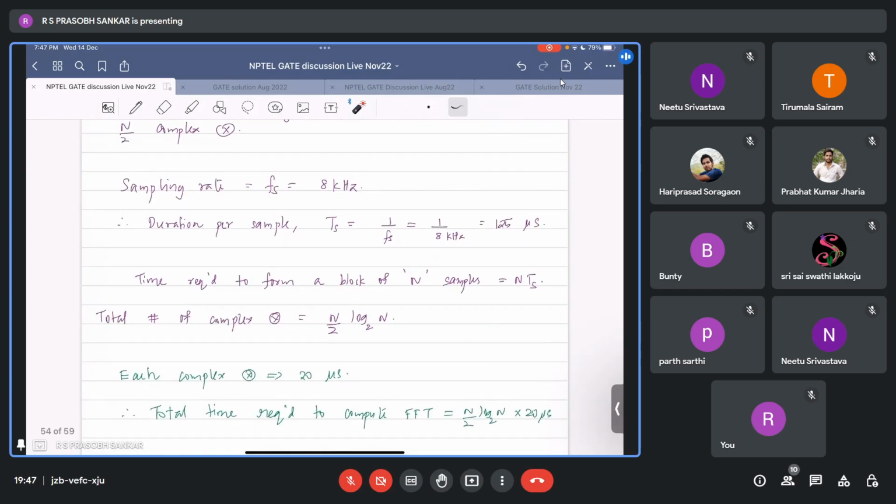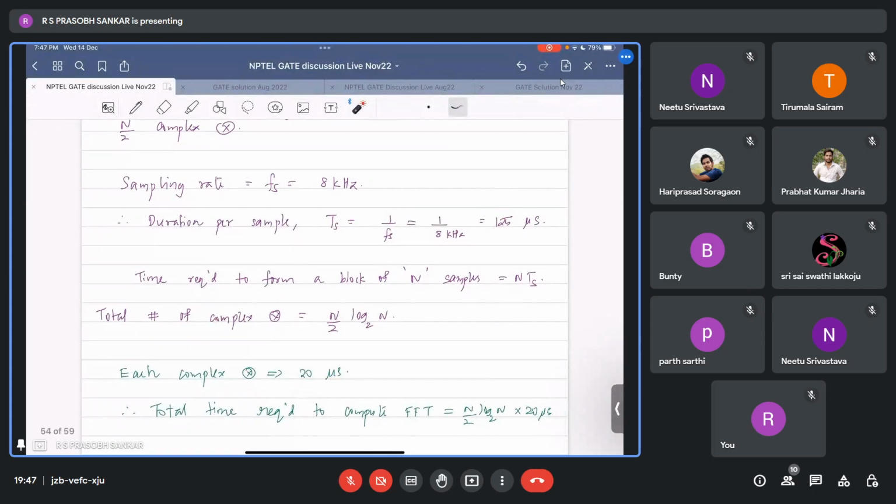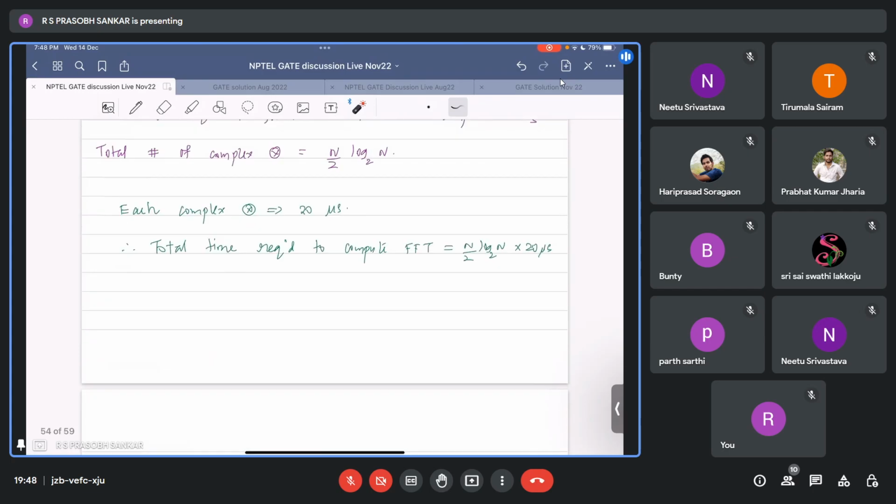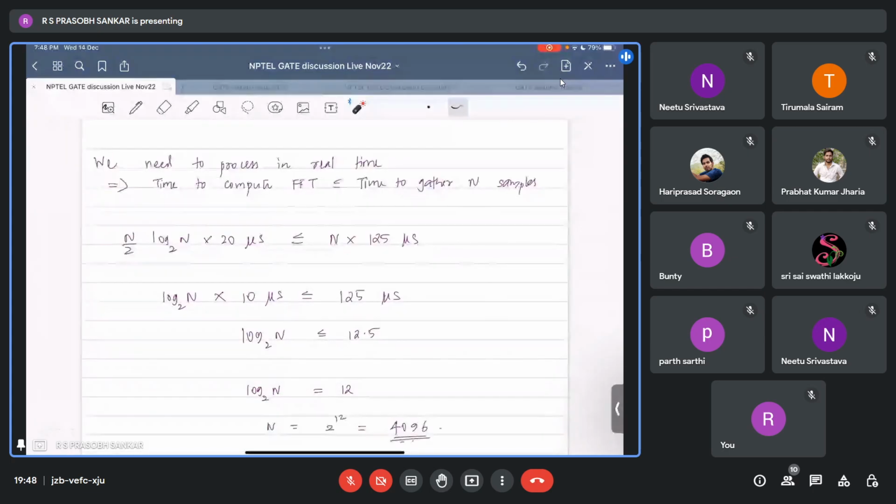It is also given in the question that each complex multiplication requires 20 microseconds. So the total time required to compute the N point FFT is N by 2 log N times 20 microseconds. This is the total time taken to compute the entire DFT. So till now it's okay, right? I think it's fine. So what is the question?